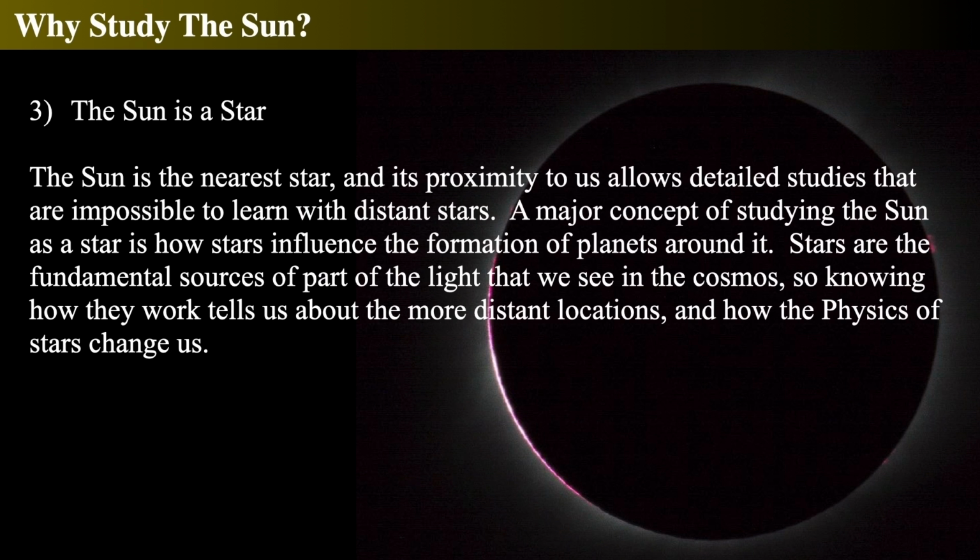Third, the sun is a star. While the first two are really important in terms of very practical aspects for life on Earth, the third one is the nature of astronomy course, because the sun's a star, and since it's the nearest star, it allows us to understand details about other stars. It's the metric by which we judge all other stars. And understanding how stars work starts with the sun.